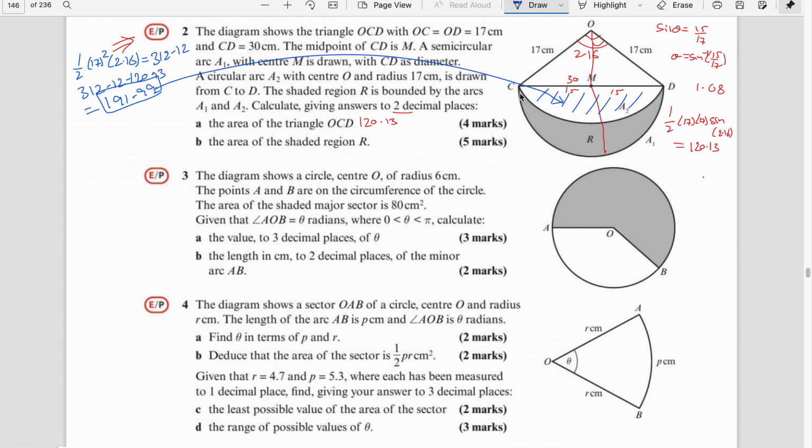Now this lower part, CMD diameter and A1, this is a semicircle, pi R squared by 2, this complete semicircle, and when I'm taking away this blue area, I'll be left with the shaded area R. So pi R squared by 2 minus 191.99, and I'm left with 161.44 rounded to two decimal places.